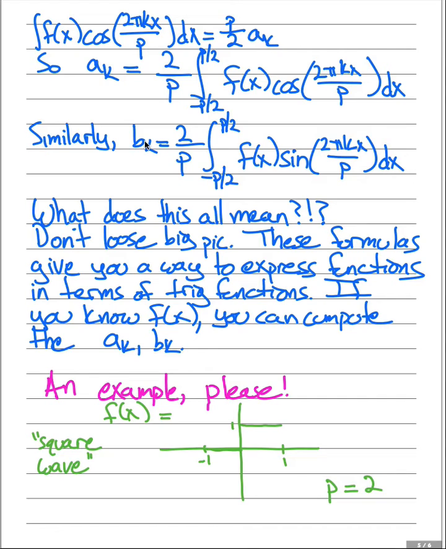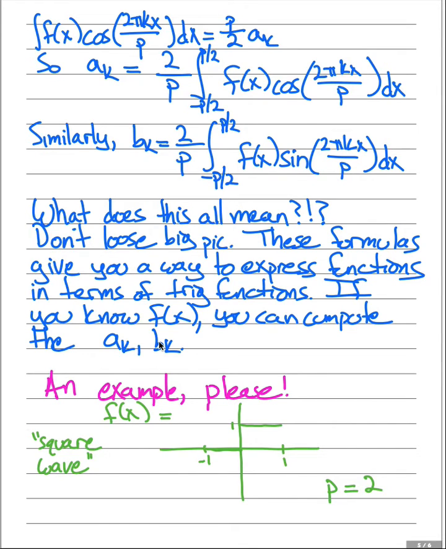What does this all mean? There's a lot of calculus, a lot of turning the crank, but don't lose the big picture. These formulas give you a way to approximate or express a function in terms of trigonometric functions, sine and cosine. That is, if you choose your interval and you know f of x, you can compute the a_k and the b_k. So let's do an example to try to make this concrete.